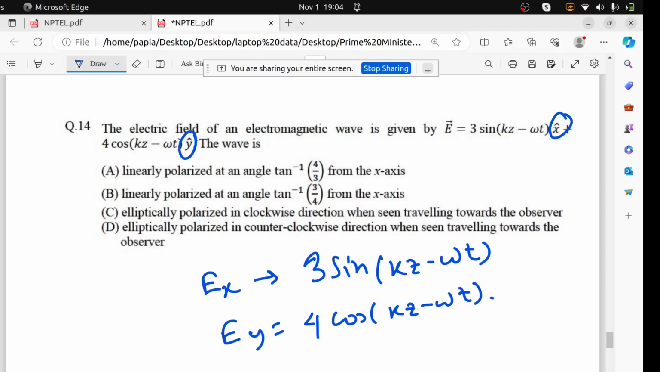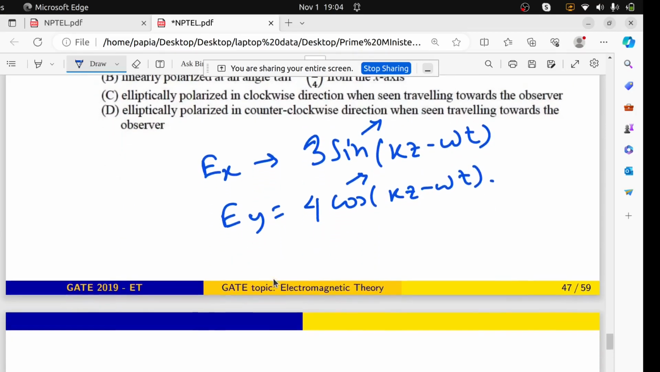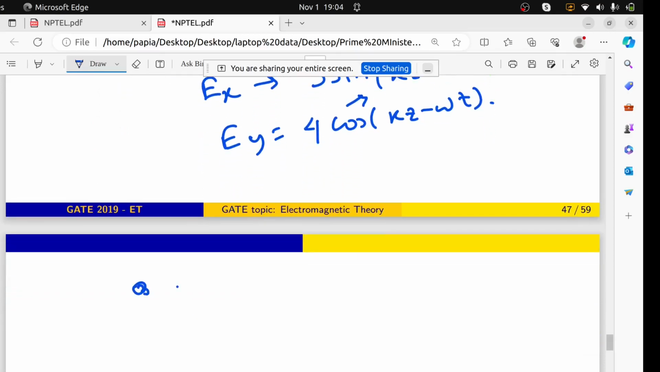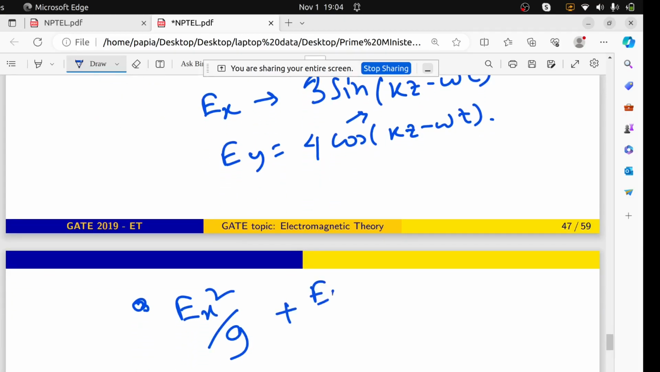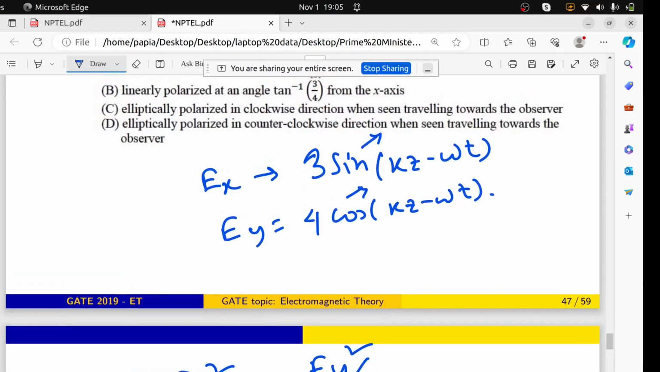Now they are asking that for this electric field, which polarization is the wave? I mean, what is the polarization condition for this wave? First of all, you can see that this is not linearly polarized. Why? Because here it is sine and there is cos. Consider Ex square divided by 9 plus Ey square divided by 16. What will be the value of this? Ex square means 9 sin square, and this one is 1.